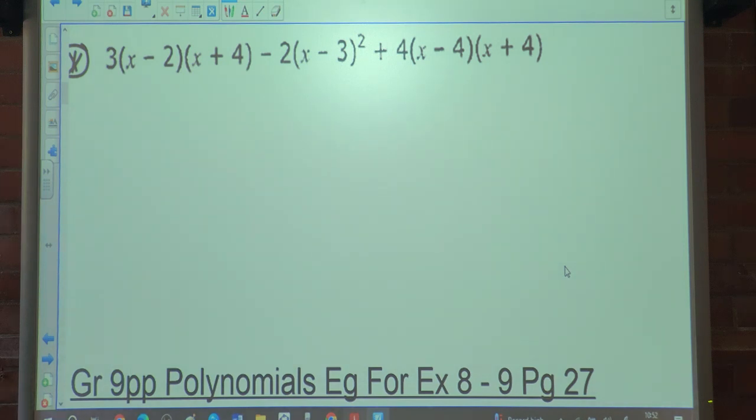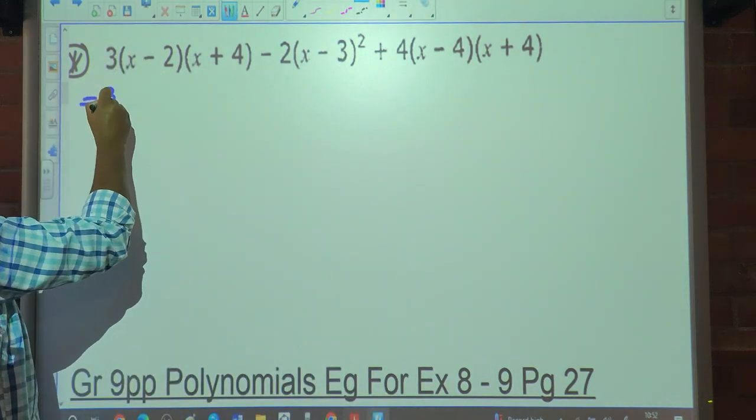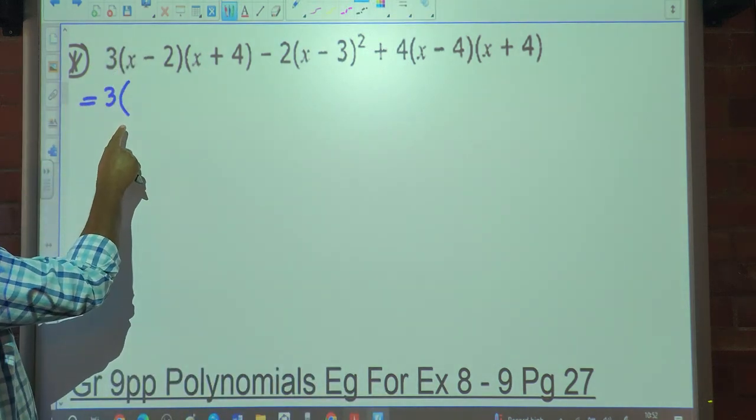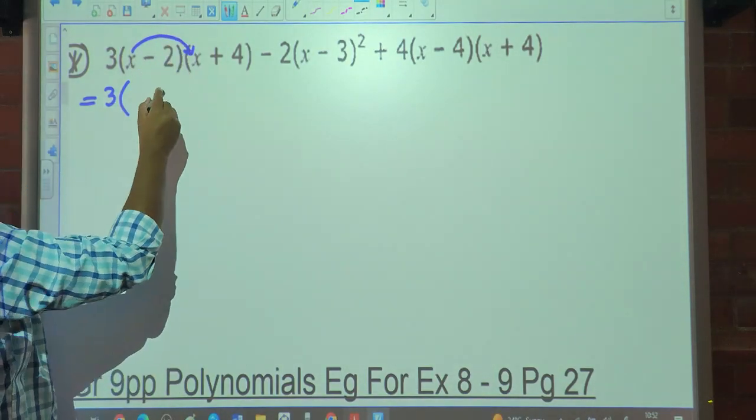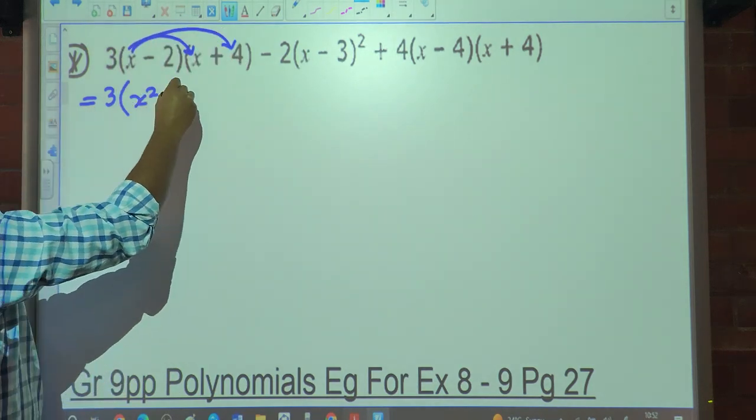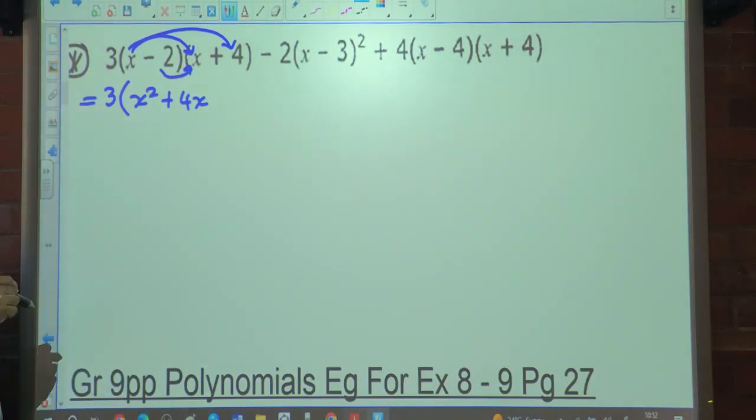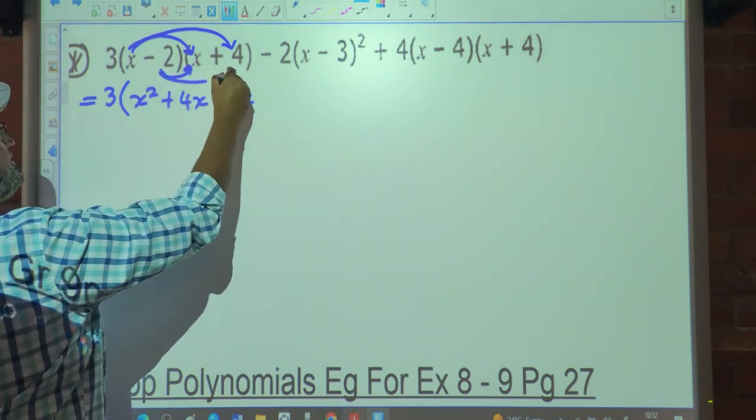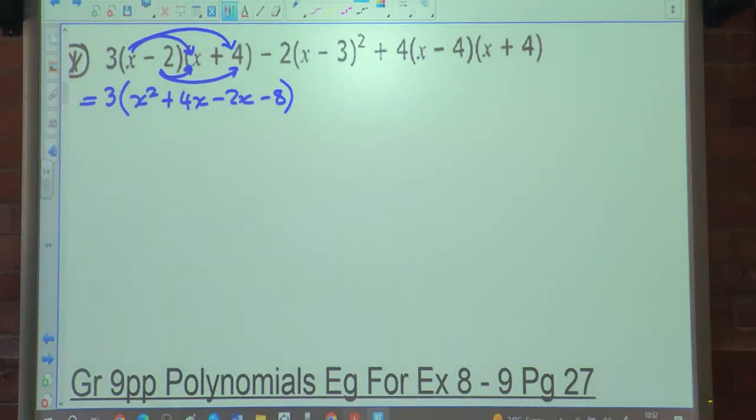Okay, so what do we do first? The brackets, he says. How many terms are there? 3 terms. So you're going to multiply this bracket out first. So I get the 3, open a bracket. Why must I open this bracket? 3 must still be multiplied out, not so? What's x times x? X squared. X times 4 is 4x. Negative 2 times x, negative 2x. Nice. What's negative 2 times 4? Not 6. Yes, nice. He says not 6.